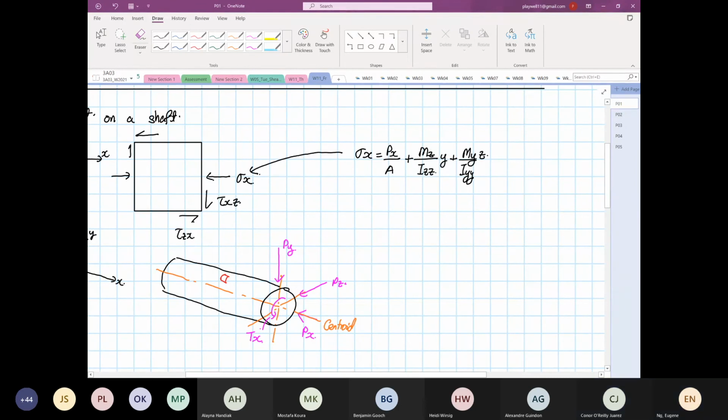Px over A, okay? I still owe people money. I'm not paid yet, okay?